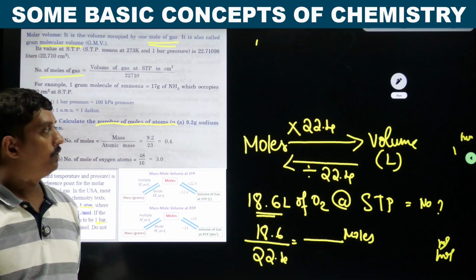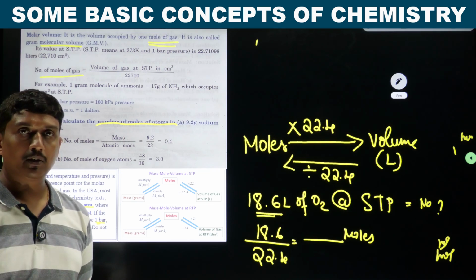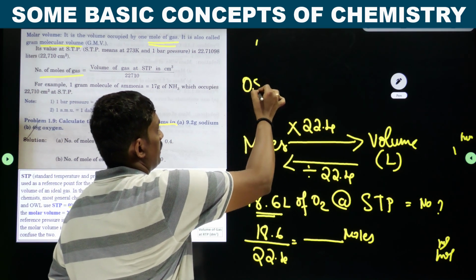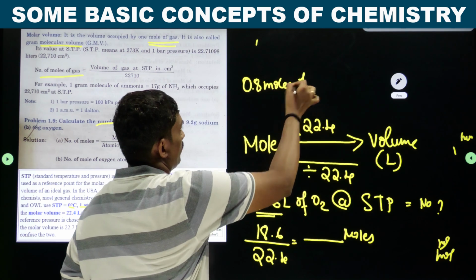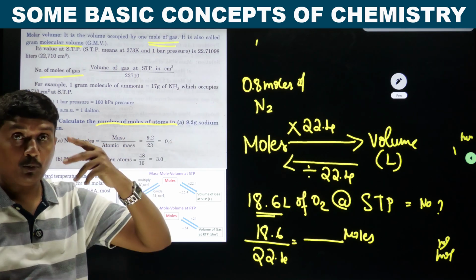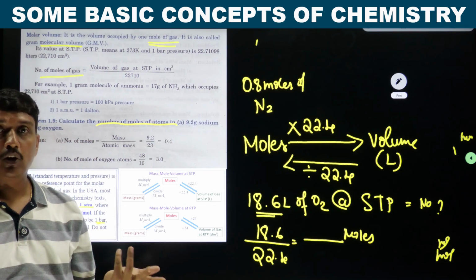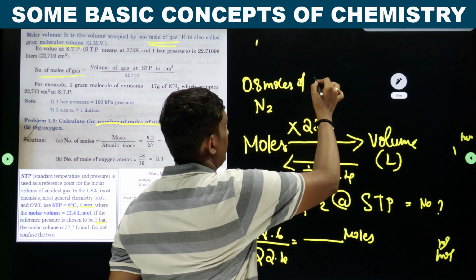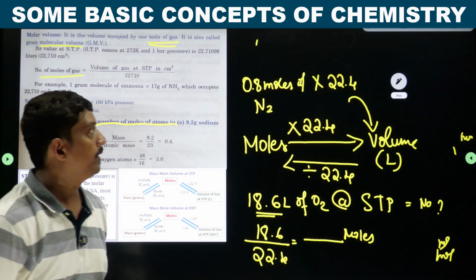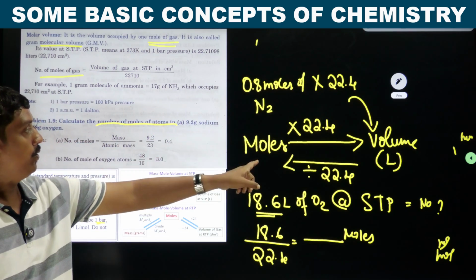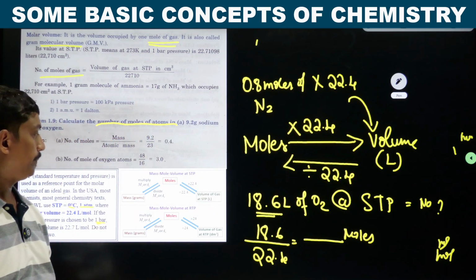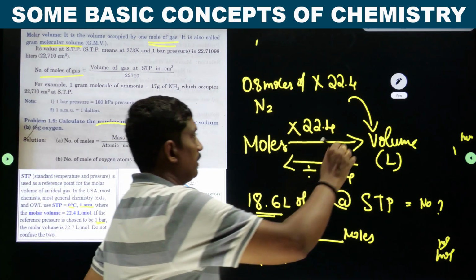If moles are given, is it possible to convert into volume? Yes, we can convert. For example, 0.8 moles of nitrogen gas at STP. How much volume? Very simple. 0.8 into 22.4 converts into volume. This is a conversion factor. So we can convert moles into volume or volume into moles. That is one part. Another part is there.